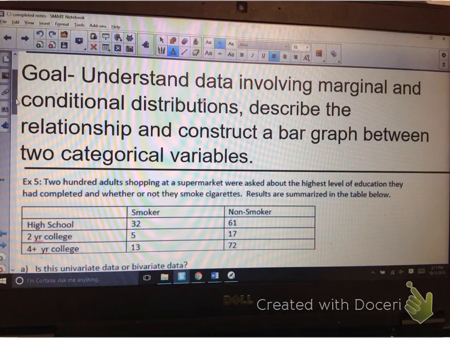Next, please write down this as a goal. This was meant to be day 2, but we're covering this pretty fast. You need to understand data involving marginal and conditional distributions. Describe the relationship and construct a bar graph between 2 categorical variables.